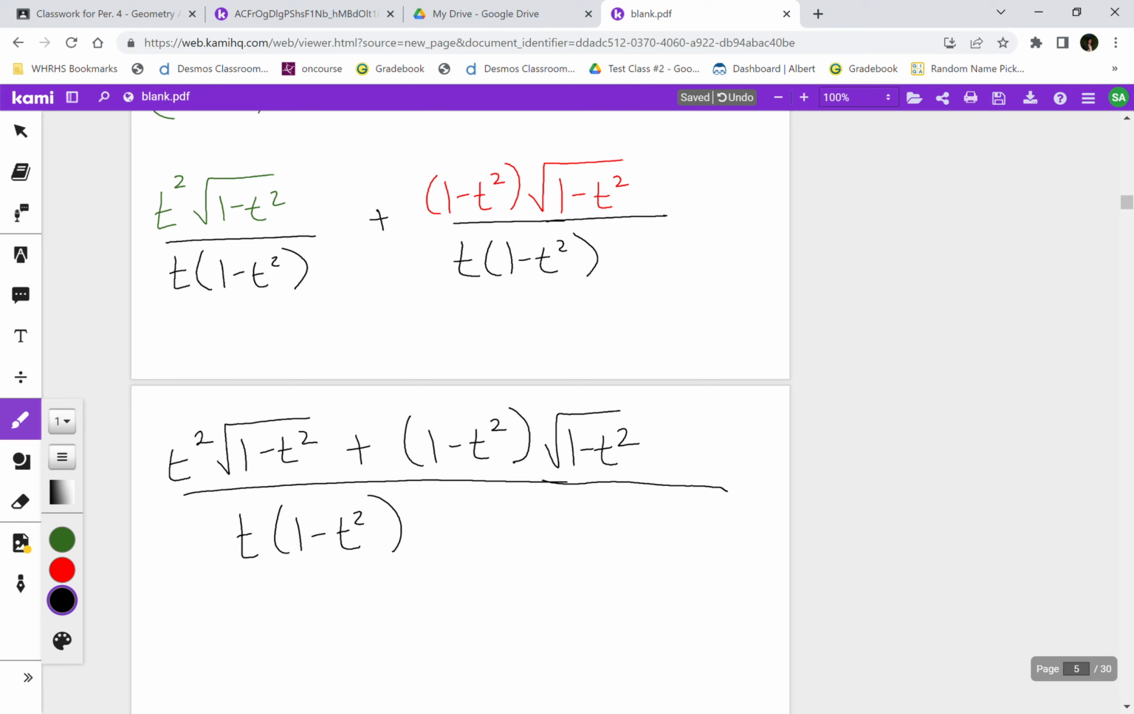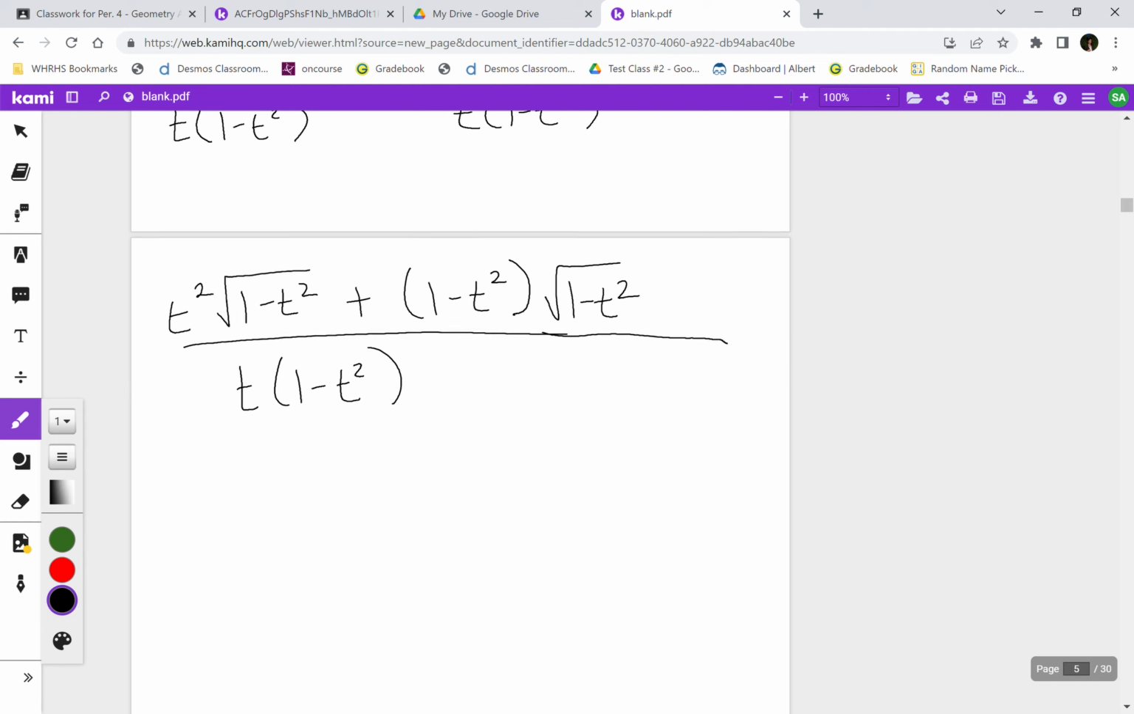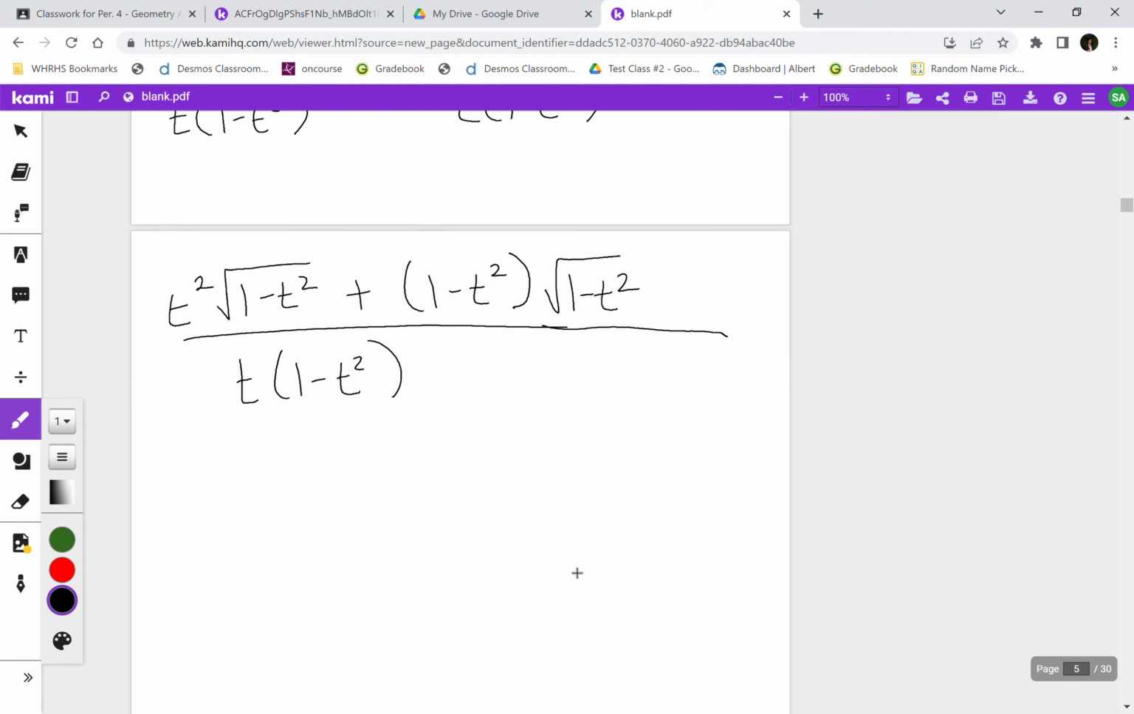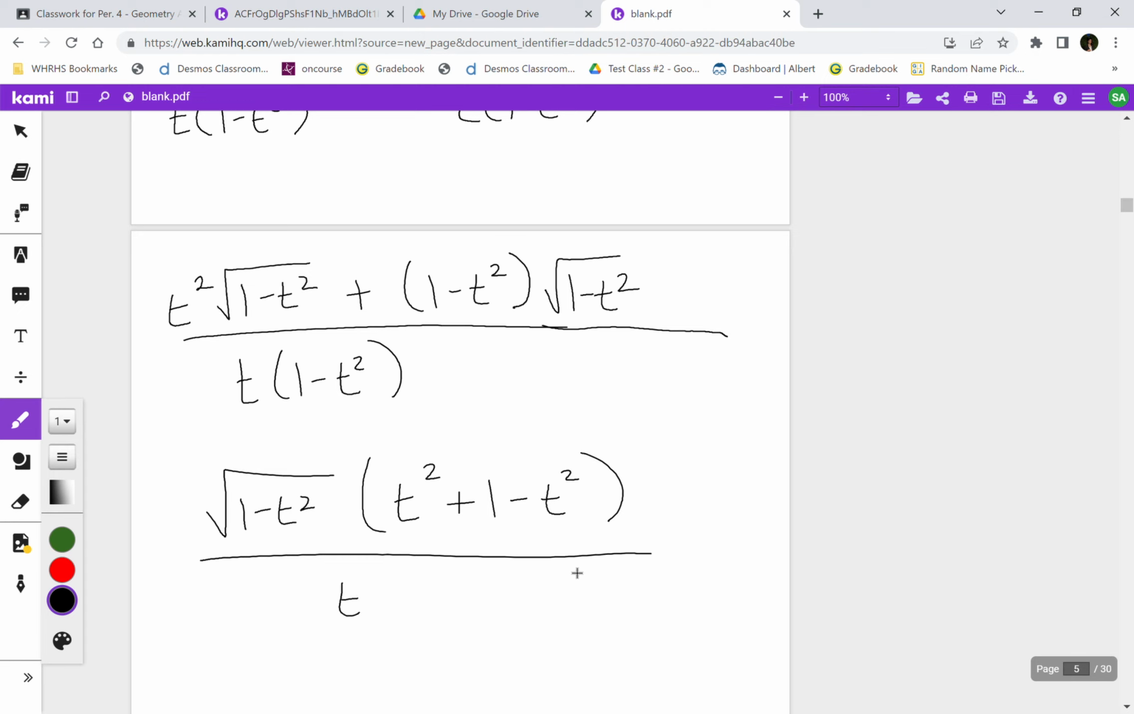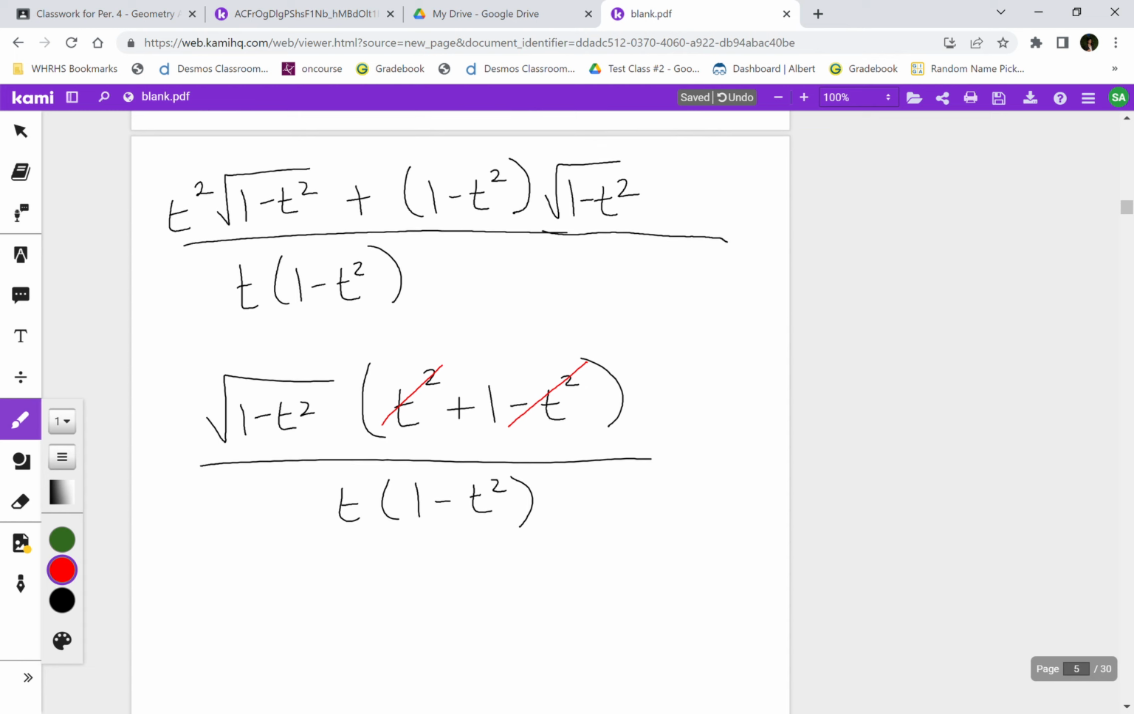Okay, so right now, what can we do here? T squared plus the root of 1 minus t squared plus the quantity of 1 minus t squared times the root of 1 minus t squared. What is there here? They're common factors. They have a GCF, exactly. We can pull out a GCF of what? Root 1 minus t squared, you got it. And then I'm going to be left with t squared plus 1 minus t squared all over t times 1 minus t squared. What happens with the t squareds? They cancel.